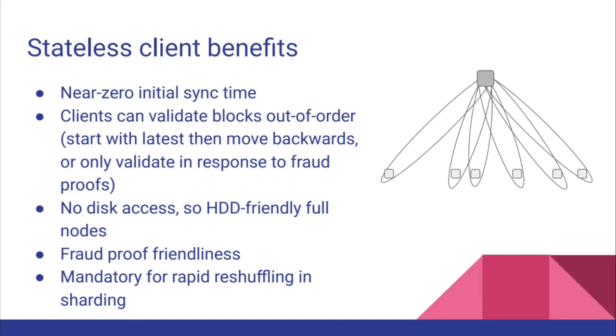But what you can do with a stateless client is the client can potentially validate blocks even in backwards order, right? So you start with the latest blocks, because the latest blocks are the blocks that have had the least proof of work and the least social consensus around them, and so they're the blocks you need to be the most careful about. And then you start moving backwards in terms of which blocks you validate.